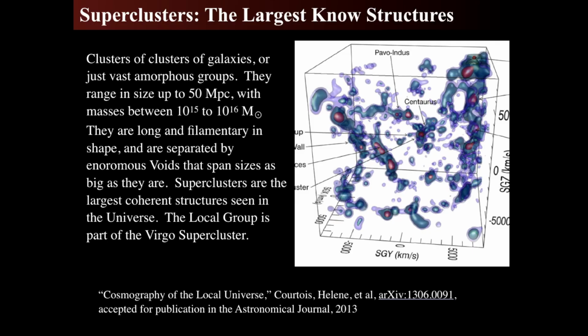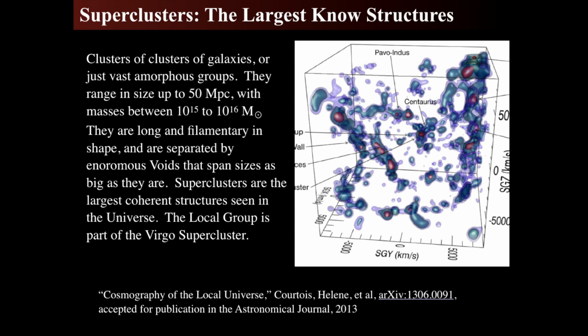All right, so the largest known structures are what are called superclusters. Superclusters are enormous clusters of galaxies, or just huge, vast, amorphous, lumpy groups. They can range up to sizes of 150 million light years, or 50 million parsecs, and their masses range from 1,000 trillion to 10,000 trillion solar masses, which is an enormous amount of mass.